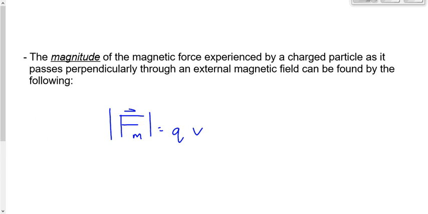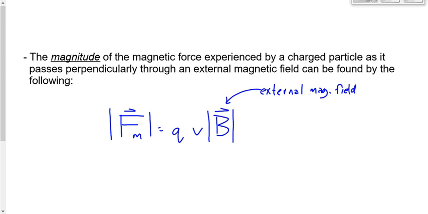And finally, the last variable is B. B stands for the external magnetic field. The magnetic field that was already there. Of course, the stronger the external magnetic field is, then the bigger the force is going to be. So B is the external magnetic field, V is the speed of the particle.